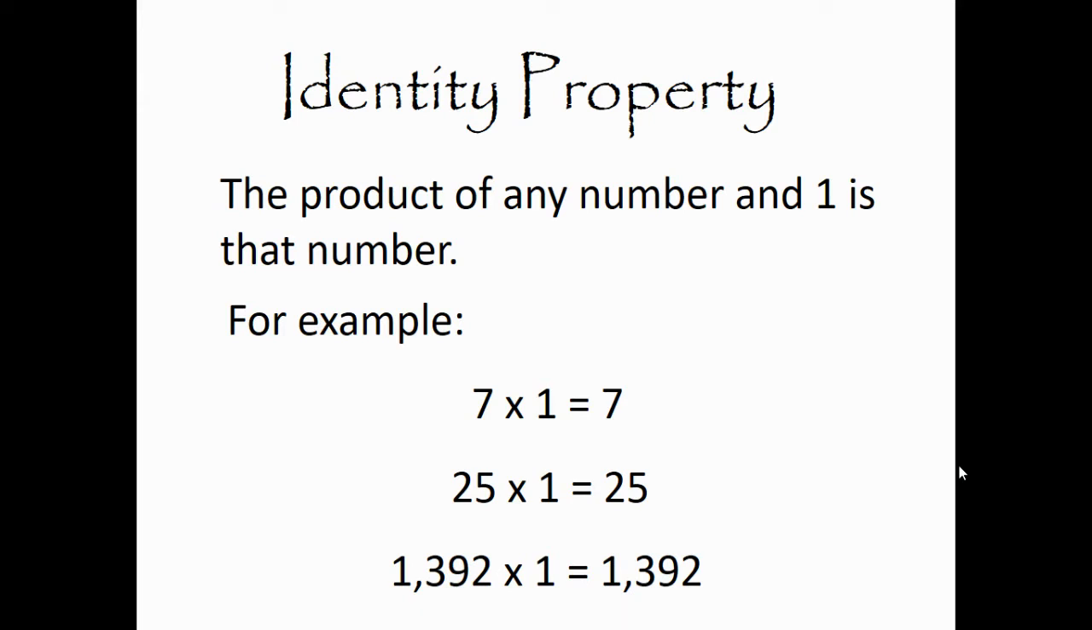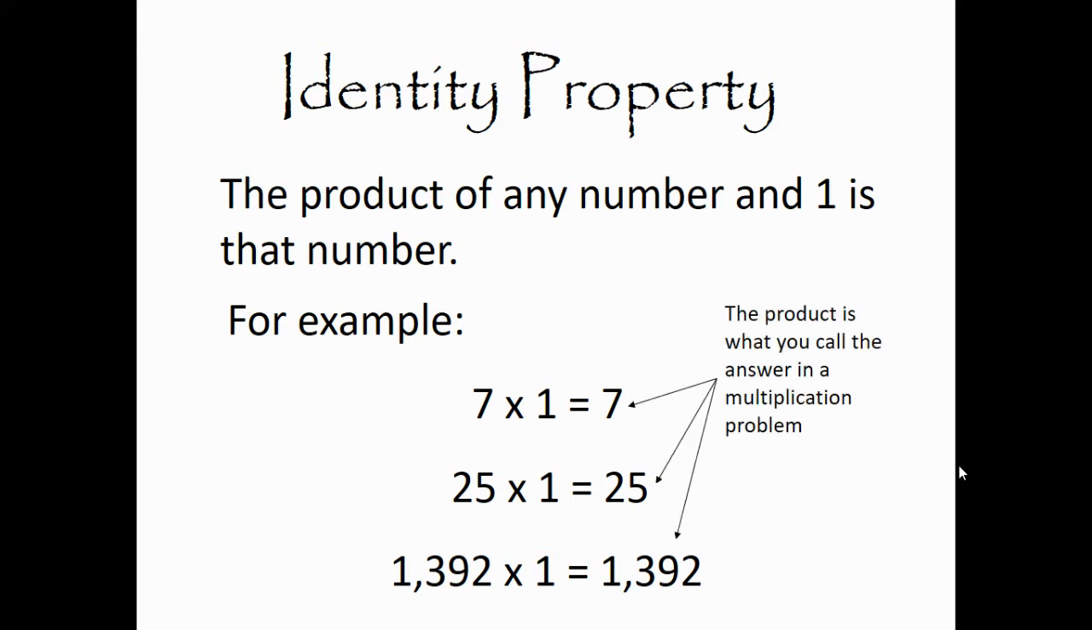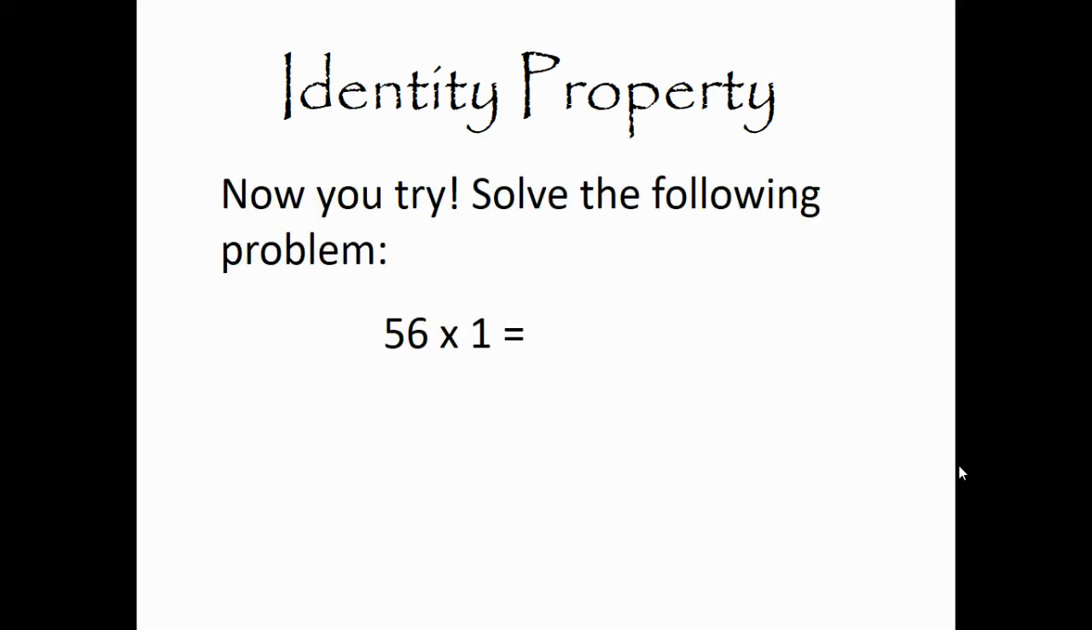25 times 1 equals 25, and 1,392 times 1 is still just 1,392. The product is what you call the answer in a multiplication problem. Now you try. Solve the following problem. 56 times 1. This may seem difficult because 56 is a larger number, but the identity property makes it easy.